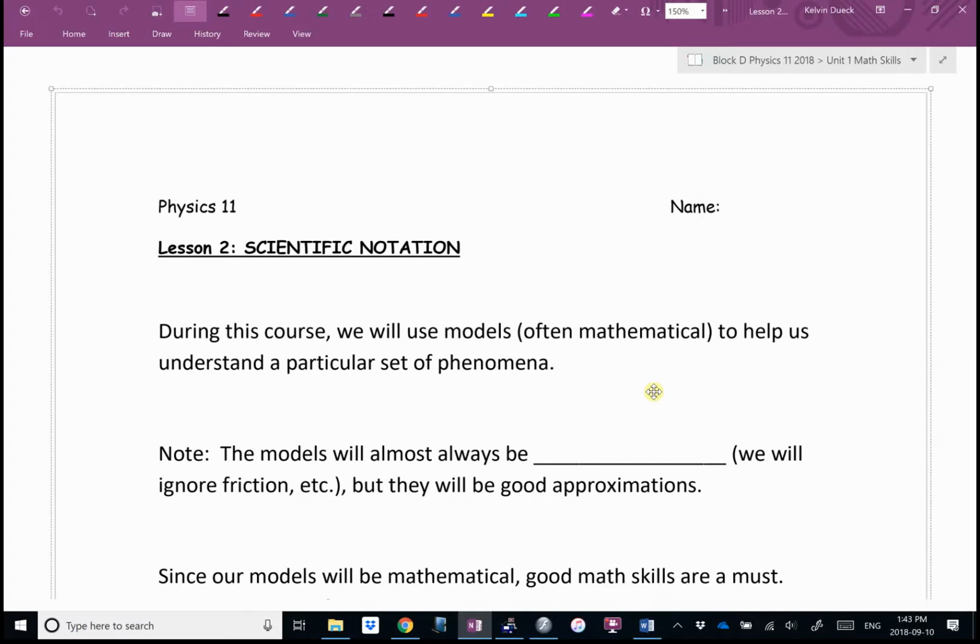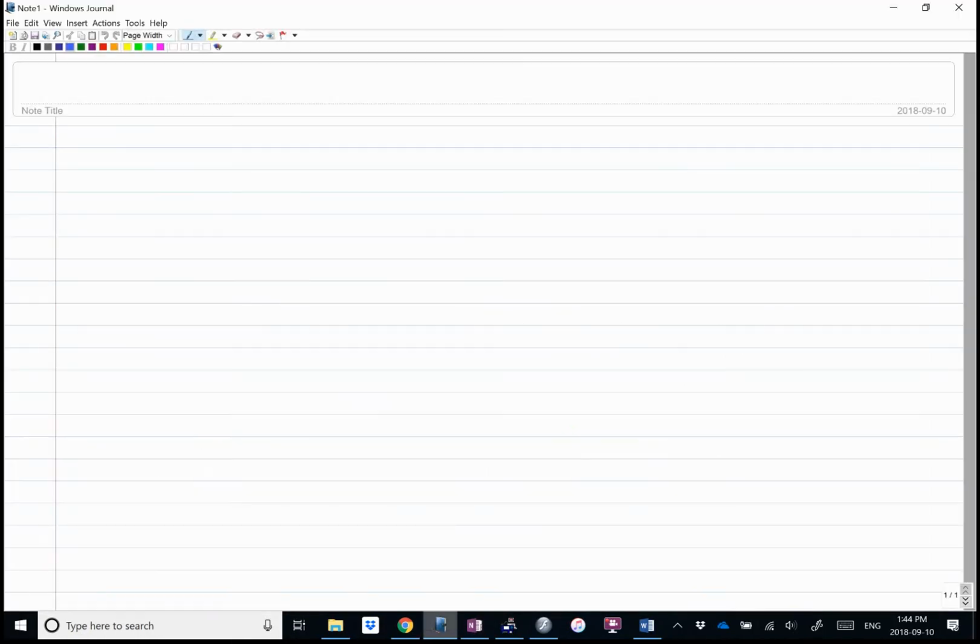set of phenomena, except I have to start out always by telling you almost everything that I teach you this year will be wrong. Depending on how deep a dive you want to go, most of these models are going to be wrong. And much of what you've already learned in science is totally wrong. Don't write this down.